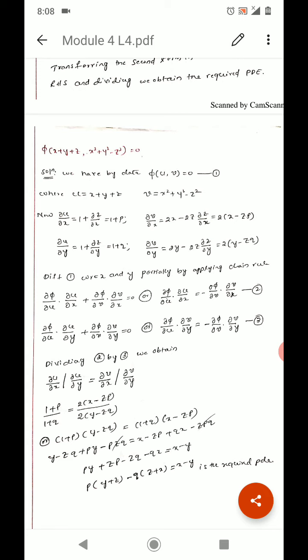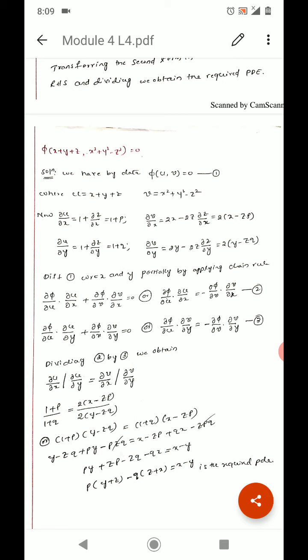Now with respect to y, u with respect to y is del u by del y, which is equal to, with respect to y, differentiation of x is 0 plus y becomes 1 plus z is a function of x and y, and hence with respect to y that will become del z by del y. So which will be 1 plus q.